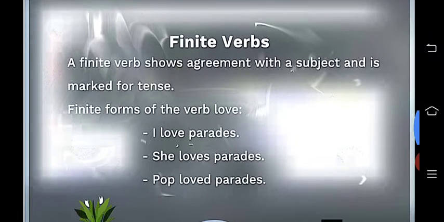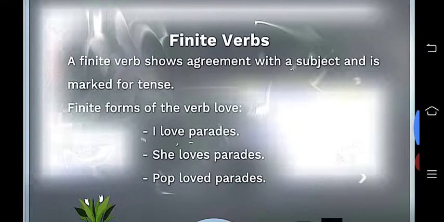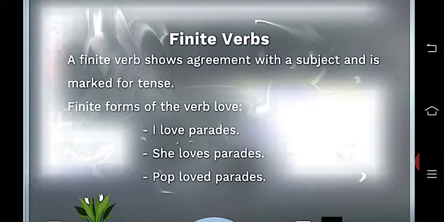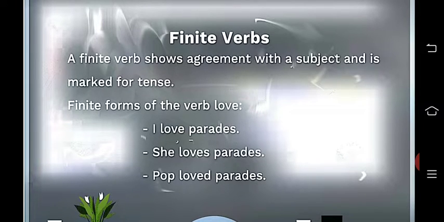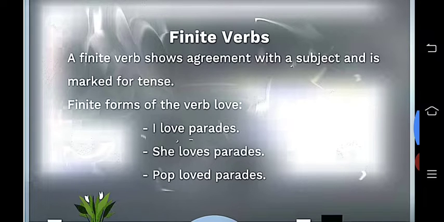Okay. So finite verb, as I said, shows agreement with a subject and is marked for tense. Got it? Yes. Finite verb shows agreement with a subject and it's marked for tense. I love parades. She loves parades. Pop loved parades. It shows the tense form and it has a subject.